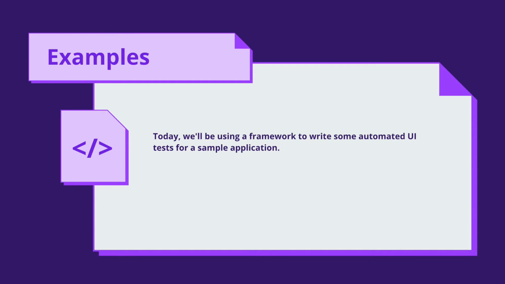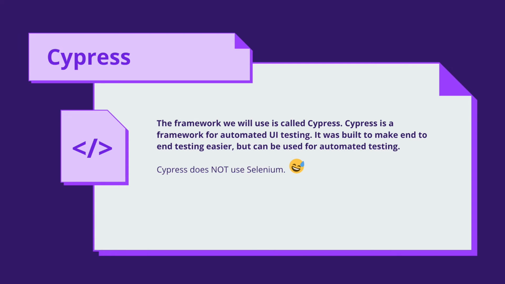Okay, so today for our practical section, we'll be using a framework to write some automated UI tests for a sample application that I wrote earlier. The framework that we'll be using today is called Cypress. It was built to make automated UI testing easier, and it's generally used for end-to-end testing, but it can be used for integration testing as well. Now, Cypress is not a Selenium-based framework, but don't write it off. That does not make the last 10 minutes a waste of time.